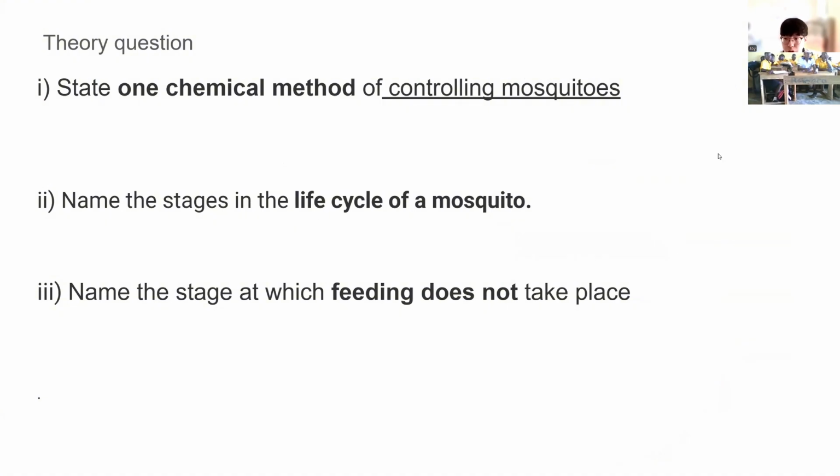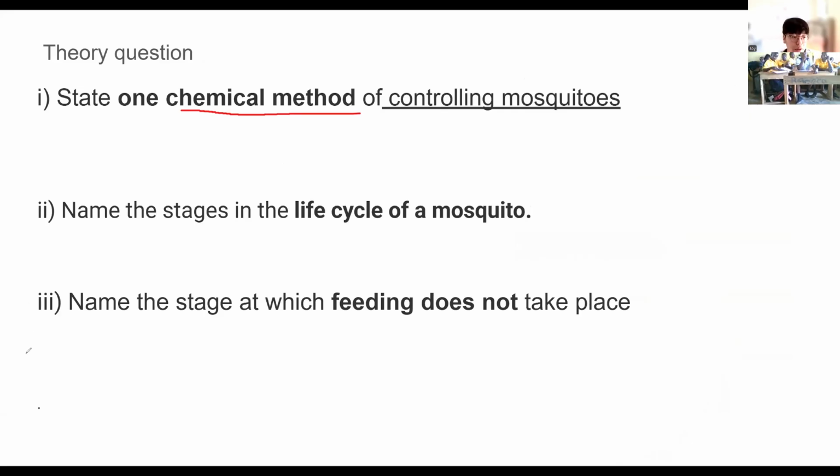So let's look at this theory question that was on the BEC exam. You can answer in a short sentence for each one. Can you state one chemical method of controlling mosquitoes? One chemical method.